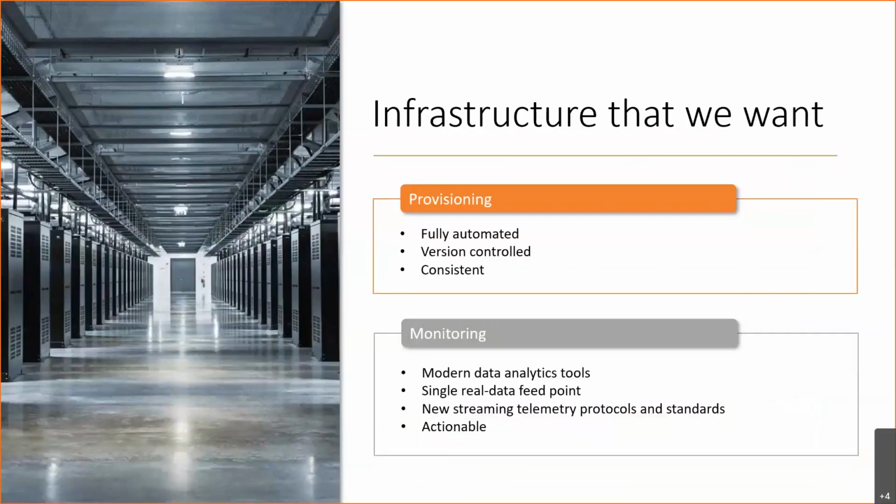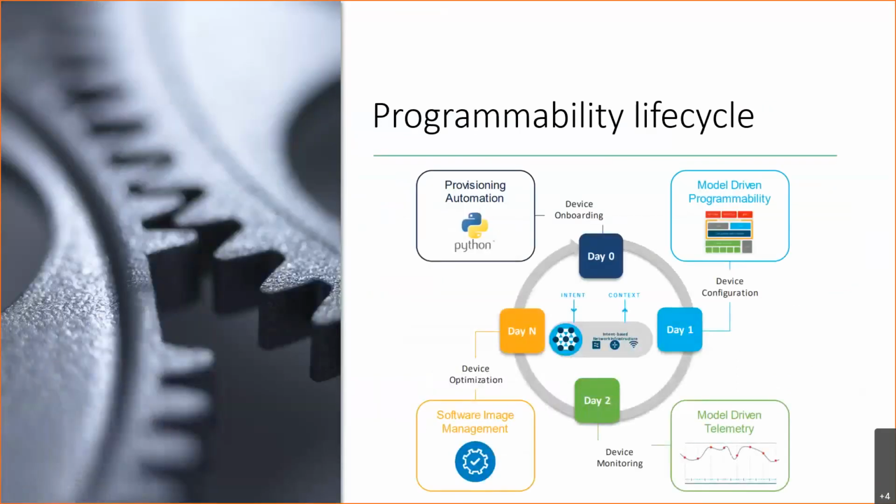Speaking of the infrastructure that we want, we probably should think of some modern approaches and tools to enable our infrastructure to be not only reactive, but proactive as well. To achieve this, we need some modern analytic tools where we have a single point for data feed, and new protocols and standards for streaming telemetry. So here is a nice representation of these concepts, which illustrates the programmability life cycle of network infrastructure.